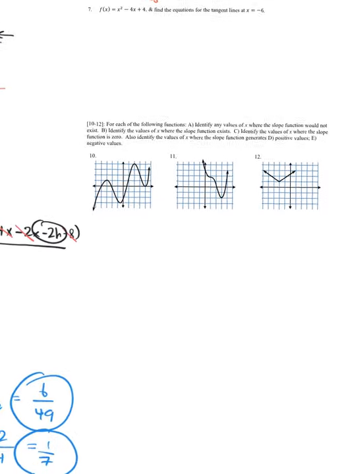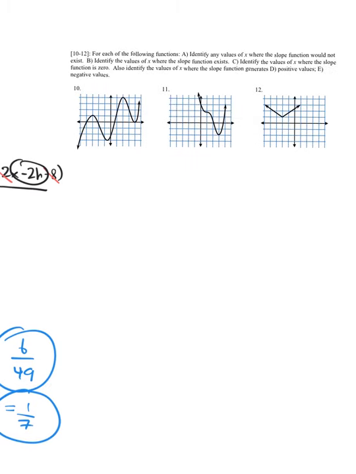Okay, so let's take a look at the second group here, so 10 through 12. So we're going to take a look at number 11. So for this one here, for part A, they want us to figure out where the slope function would not exist. So that would be anywhere there's a sharp turn or potentially some sort of vertical tangent, like right here somewhere. And that would be nowhere here, right? So there's no sharp turns. So every place it would exist.